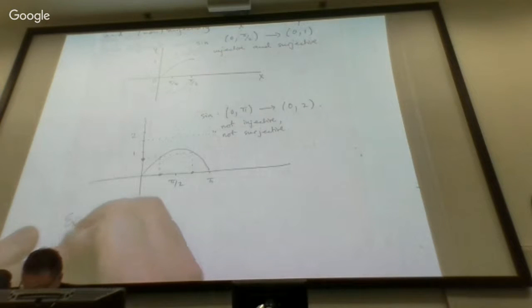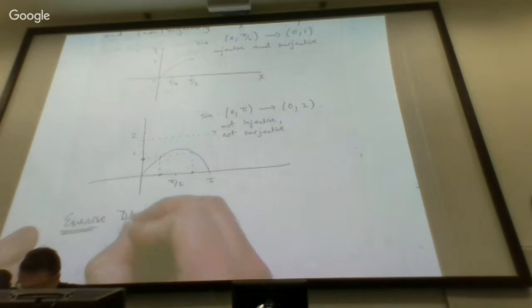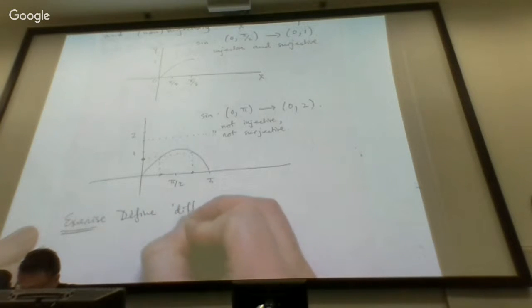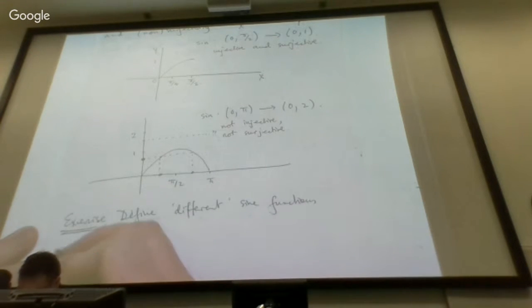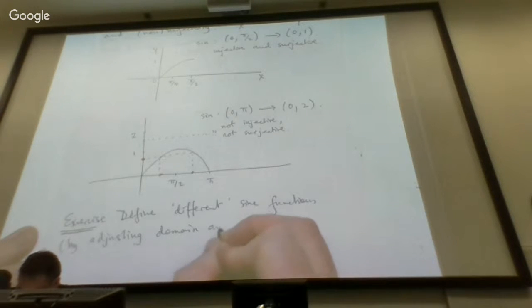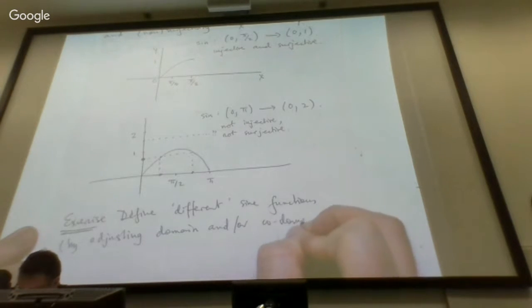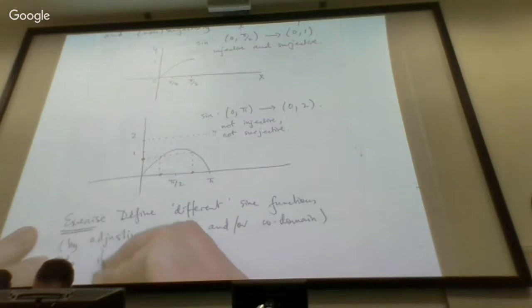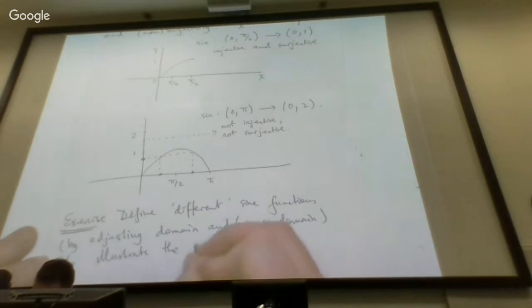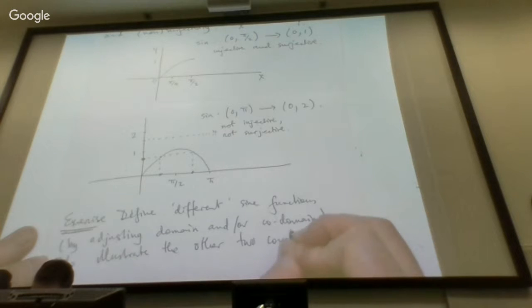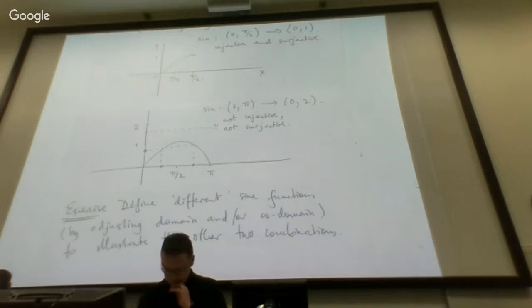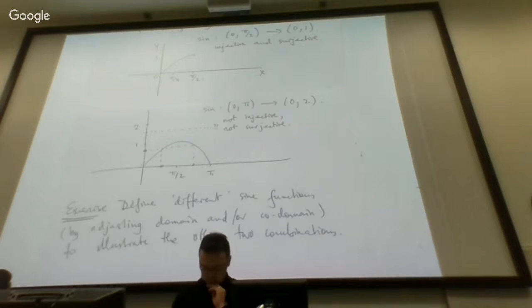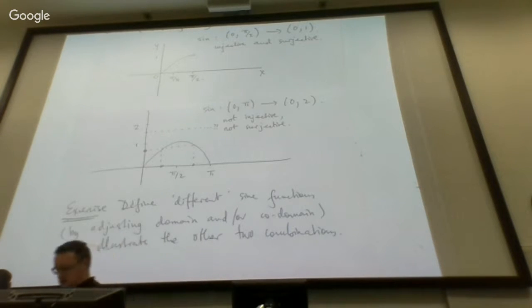So, exercise: define different sine functions by adjusting the domain and/or the codomain in order to show the other two types of behavior, to illustrate the other two combinations. Okay, so you should have to think about that.